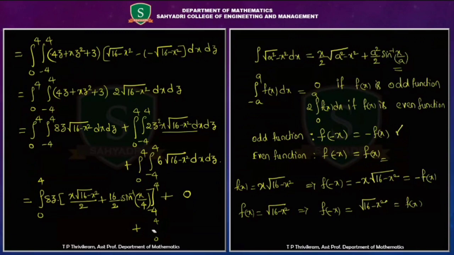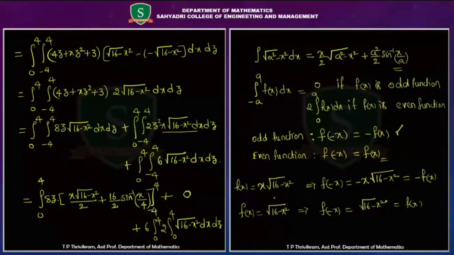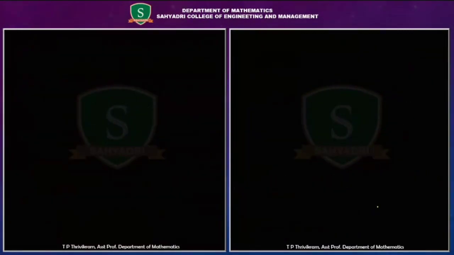So here you'll get 6 integral 0 to 4. This one you are doing as 2 into integral 0 to 4 of root of 16 minus x square dx. So this is the limit, and this limit is for z, so dx dz you will get. These are the things you need to remember. I'll continue in the next slide.